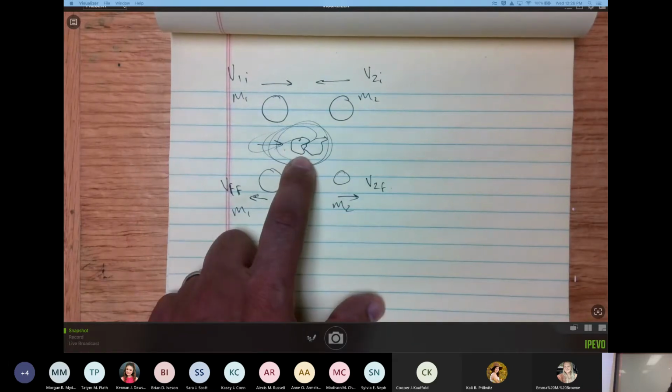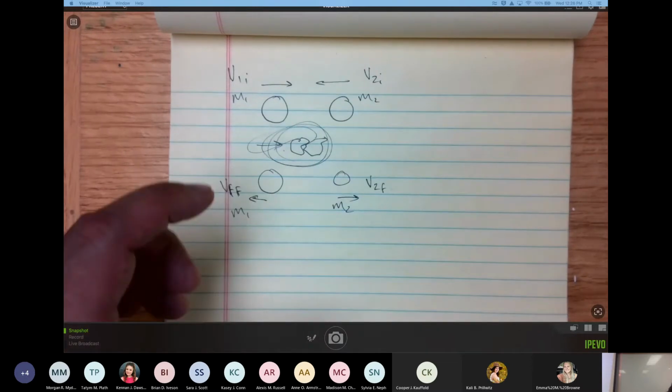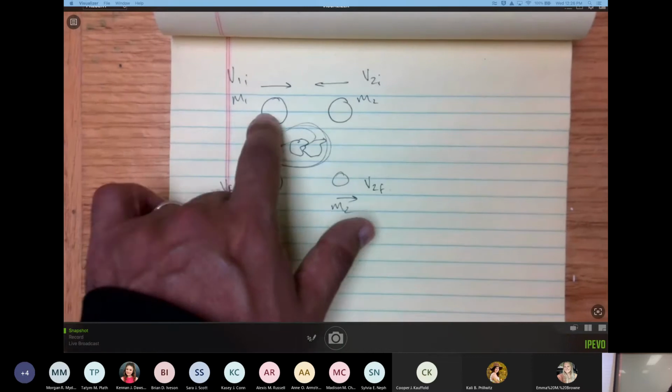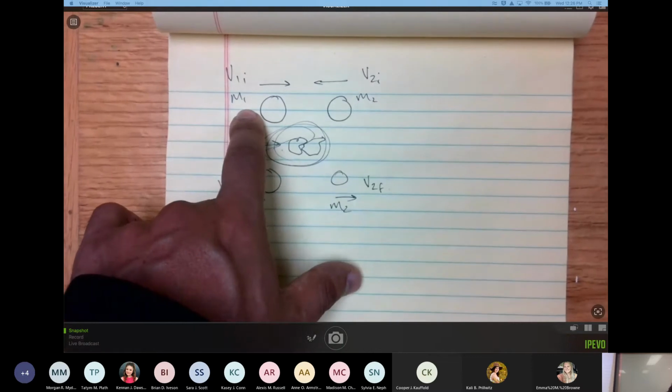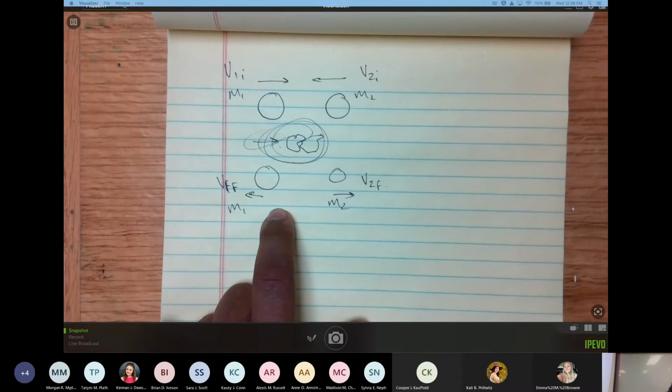But the thing is that what we want to know is, if we have the initial conditions of the event, and we predict what's going to happen later, can we do that without knowing what's going on in the middle?